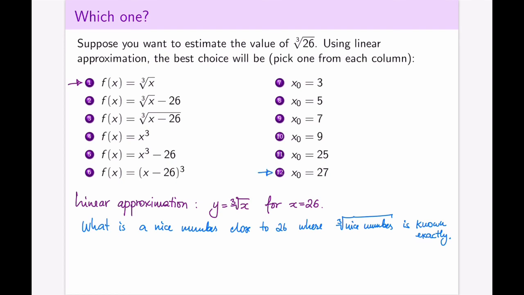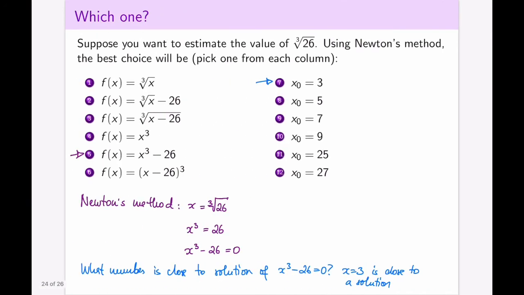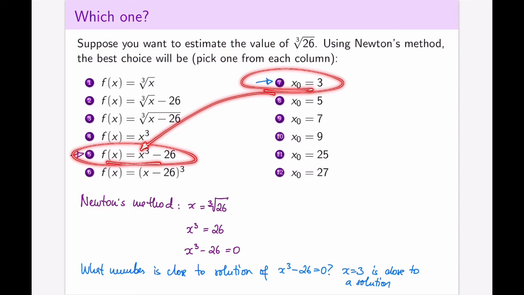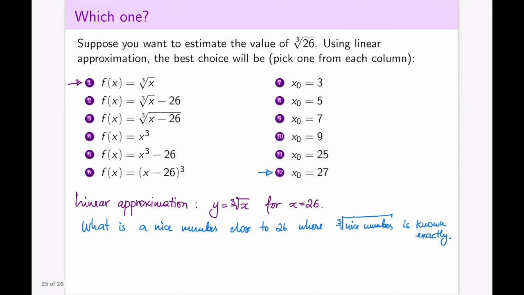Notice the big difference from the previous slide, where the function was a polynomial and the initial guess was something close to the solution of that equation, making it as close to 0 as possible. In linear approximation, we choose the function as is, and for the nice number, we choose the number at which we can actually compute this function. While both methods do approximations, they do it very differently.